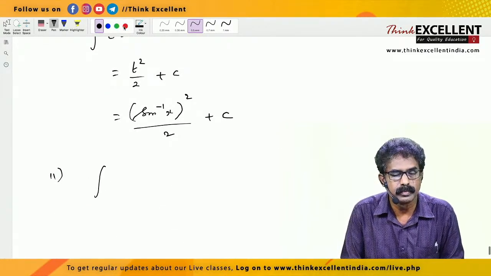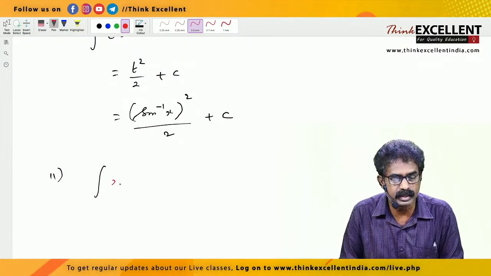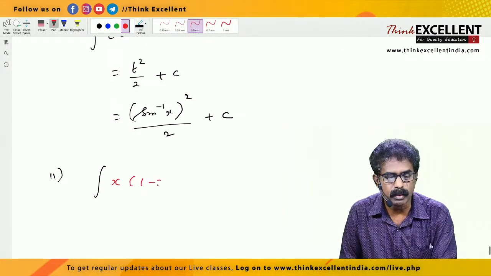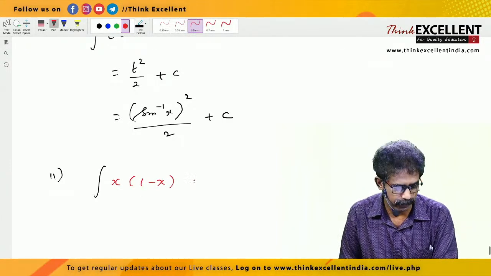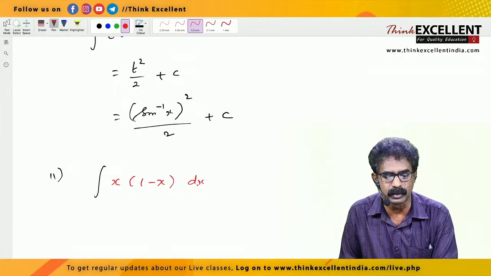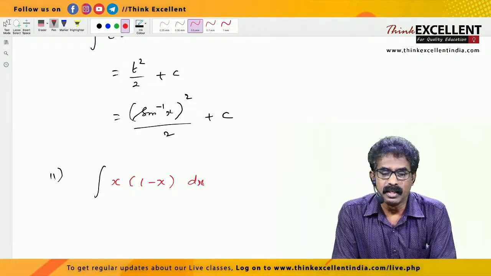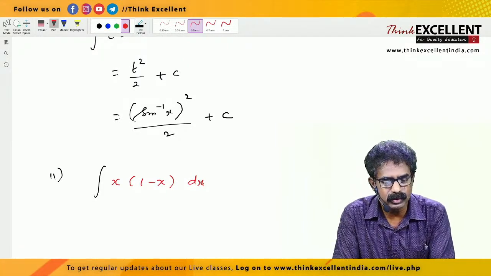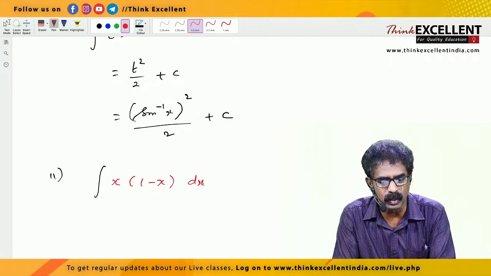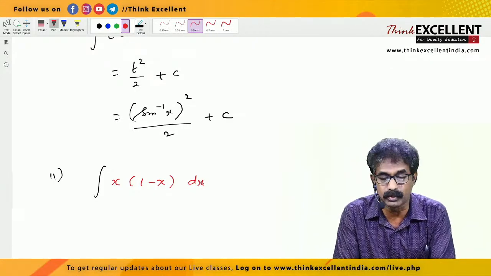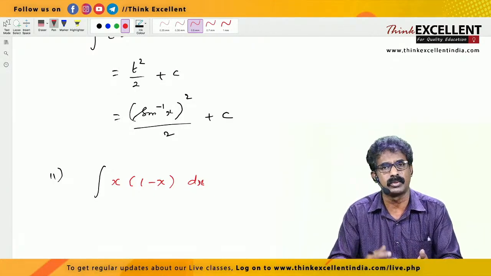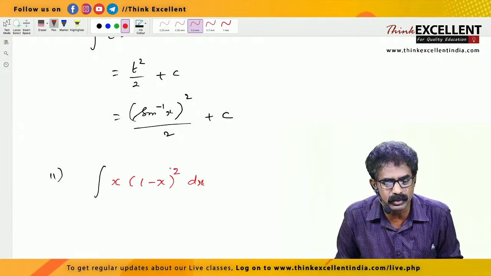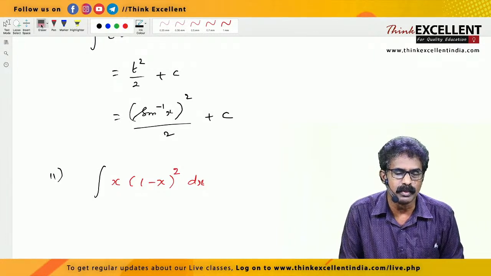Integral, very interesting question. Integral x into 1 minus x raised to, okay, please listen, I didn't complete the question. If this is the question, definitely you say yes, we know, because you multiply term by term, right? x into 1 is x, minus x into x is x square. Then x integration is x square by 2, x square integration is x cube by 3. Suppose if they say the power is 2, what will you do? You will say yes, we know.